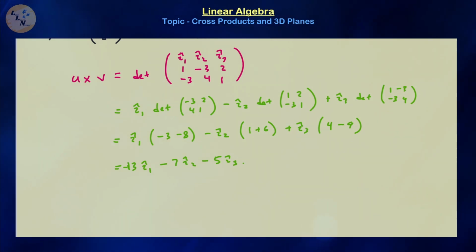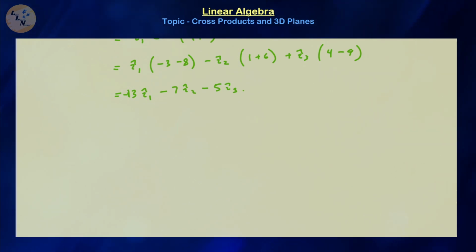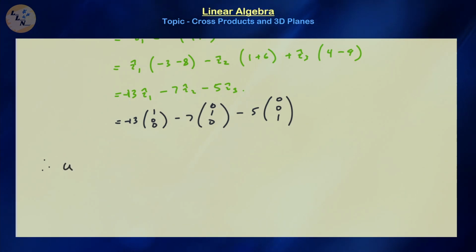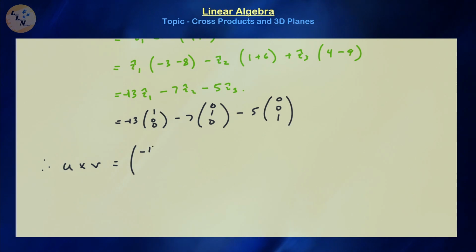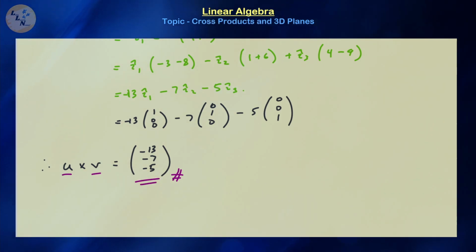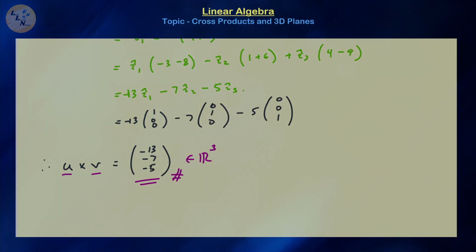Now we can switch this back into vector form, because keep in mind this is the same as -13 times (1, 0, 0), minus 7 times (0, 1, 0), and then minus 5 times (0, 0, 1). Therefore, we can see that the cross product between our vectors u and v is just equal to the vector (-13, -7, -5). So indeed, the cross product between two vectors does give us another vector also embedded inside of R3. So that's how you can calculate the cross product between two vectors.